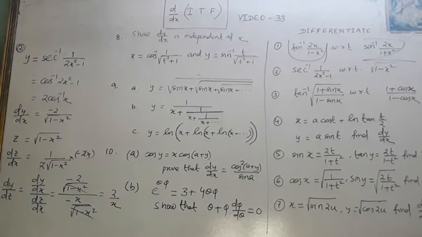Directly find the derivative dz by dx. It is 1 by 2 root 1 minus x square into the derivative of 1 minus x square, that is minus 2x. Now it is very simple for you to find dy by dz. First find dy by dx, then find dz by dx, then divide. The answer is 2 by x. Okay.